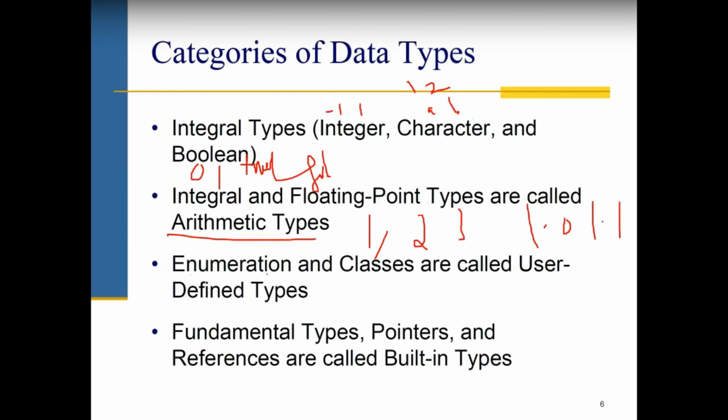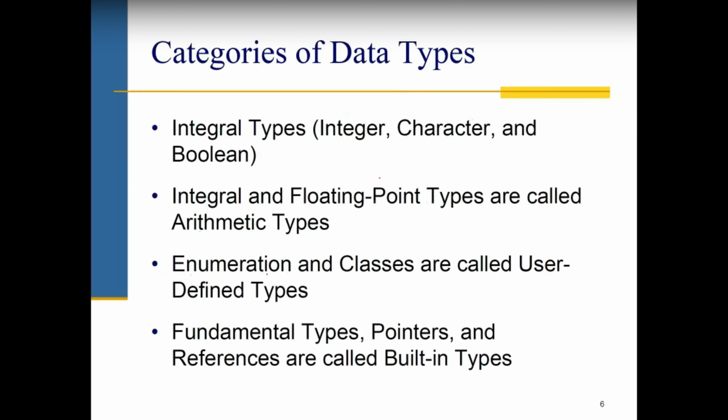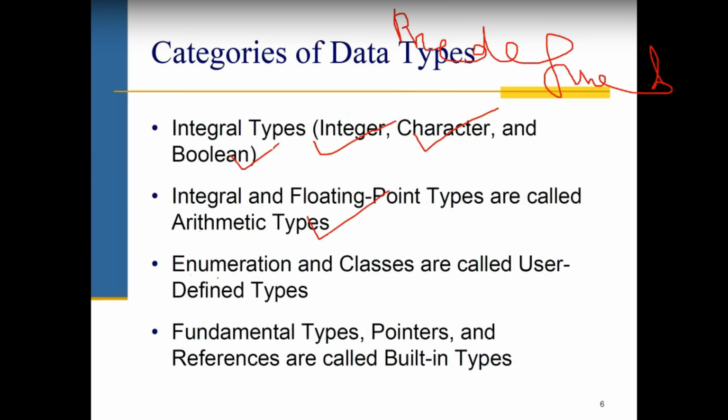And then we have enumeration and classes, which are called user-defined data types. Remember that in the beginning, I mentioned predefined data types. They're already part of the program, they came with it. But these ones are user defined, which means the user is the one creating them. Are we together?